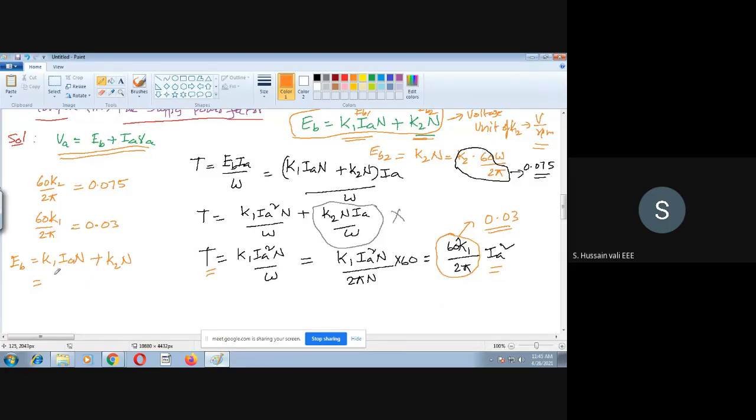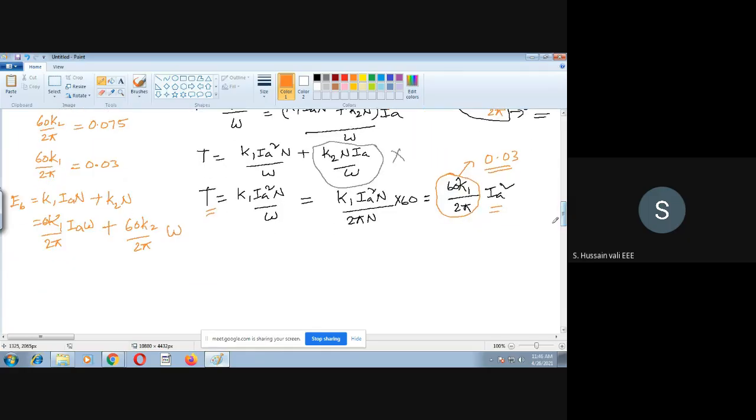So I will write here K1 into 60 by 2 pi into Ia into omega. I hope you understand, because 2 pi N by 60 is omega. Plus this also I can write as 60 K2 by 2 pi into omega. So EB I have written in terms of this. Now what you must understand is that this value we know, this value also we know, so we will substitute now.